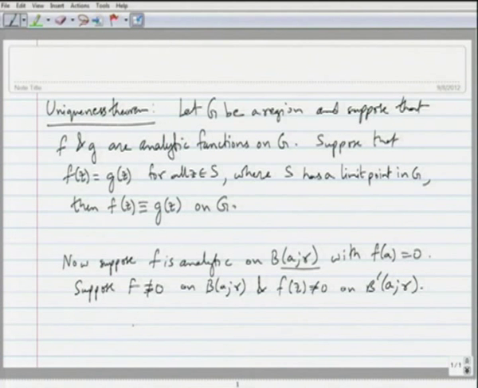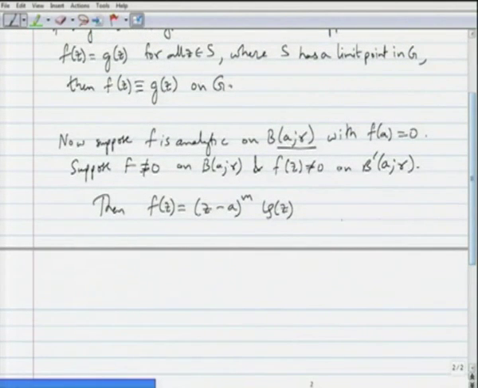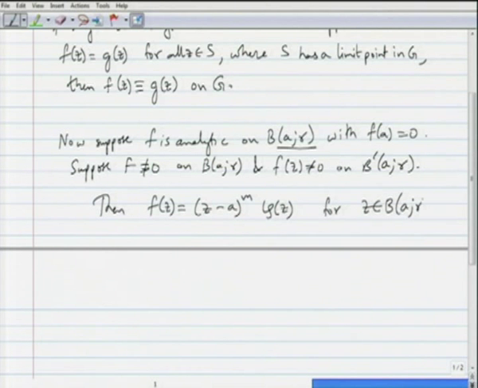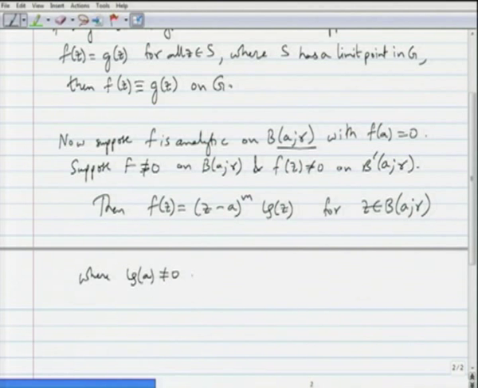Let us now notice that f of z, as we saw, can be written as z minus a to the power m times phi of z, valid for z belonging to all of B(a, r), where phi of a is not equal to 0. So f has a 0 of order m at a. We factor out z minus a to the power m, where m is the order of the 0, and the remaining power series is an analytic function which we called phi of z. We saw this form earlier. And the leading coefficient c_m is non-zero, so phi of a is non-zero.